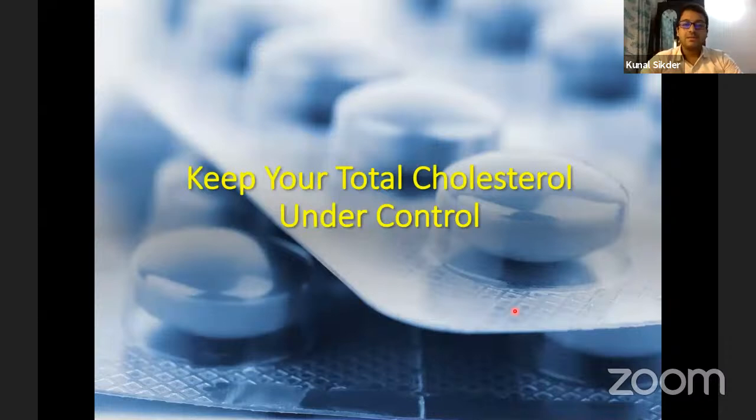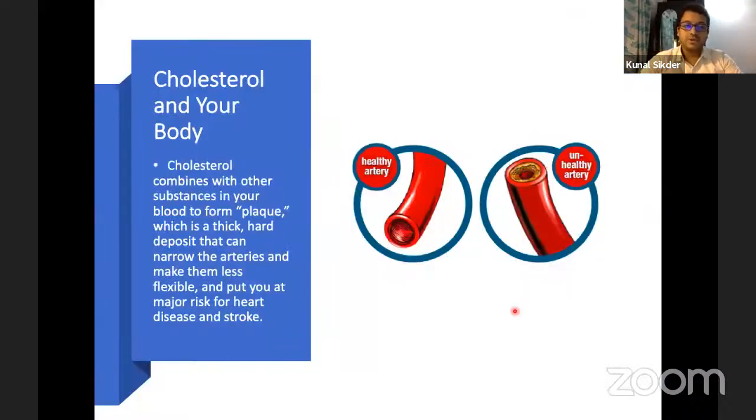The next important thing is the total cholesterol. You also need to keep your total cholesterol under control, because too much cholesterol always combines with protein or other substances in your body to form lipoprotein, and they ultimately form the plaque, which is a thick hard deposit that can narrow the arteries. And if the arteries get narrowed down, there is every possibility of breaking the blood, and that actually forms a blood clot, the thrombosis, and that is responsible for a majority of heart disease and stroke.